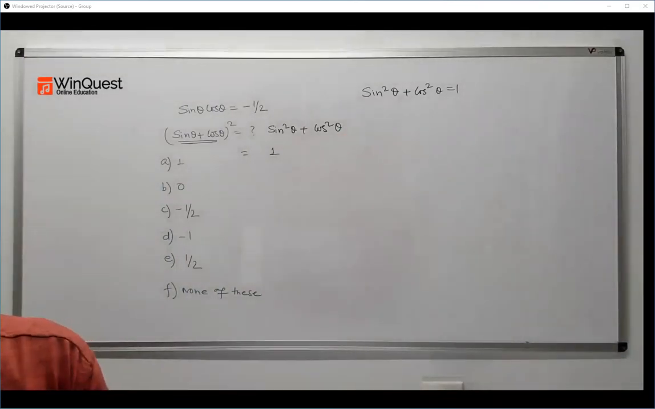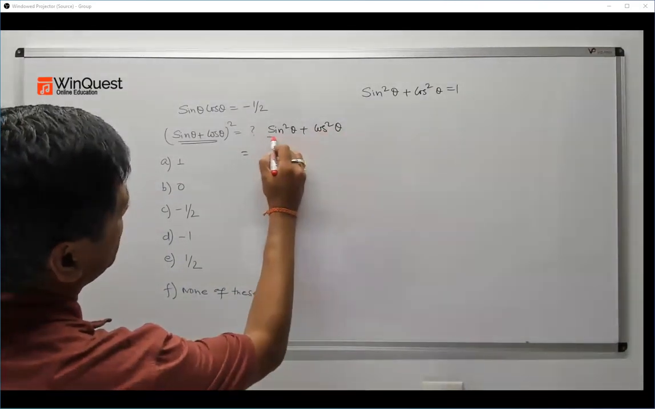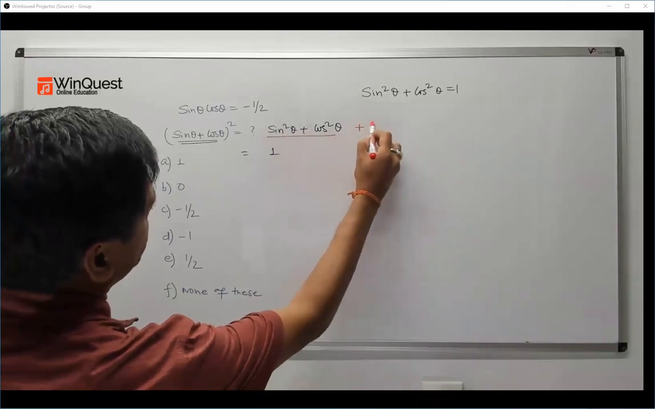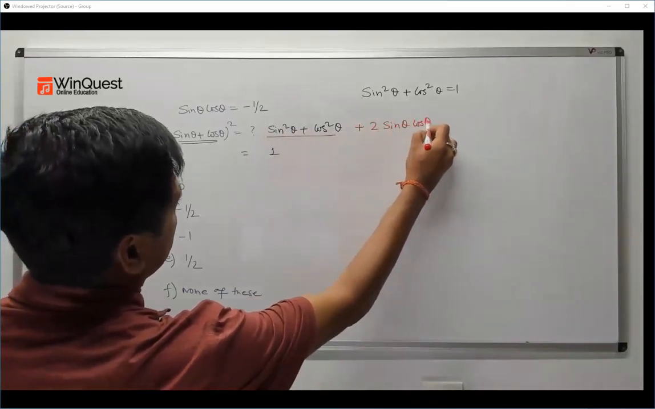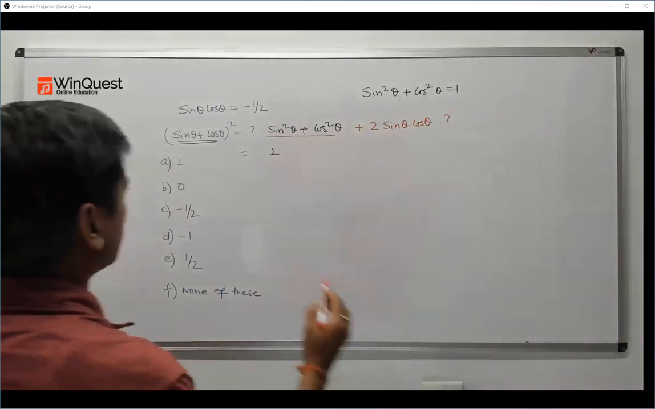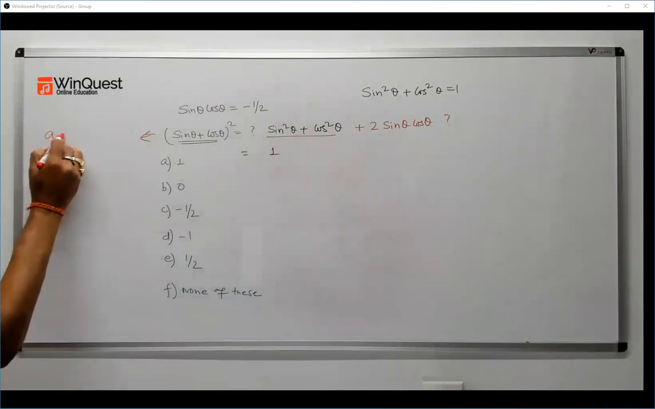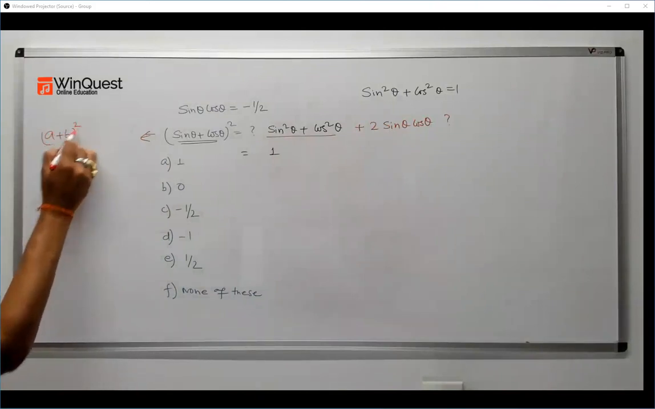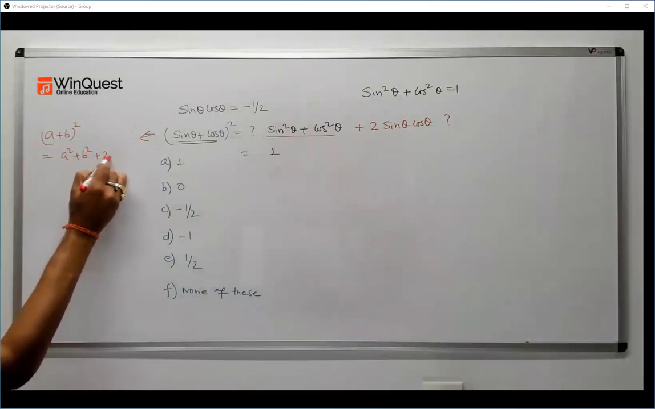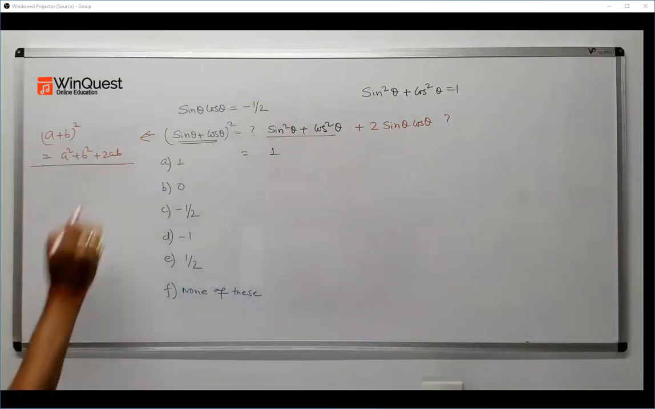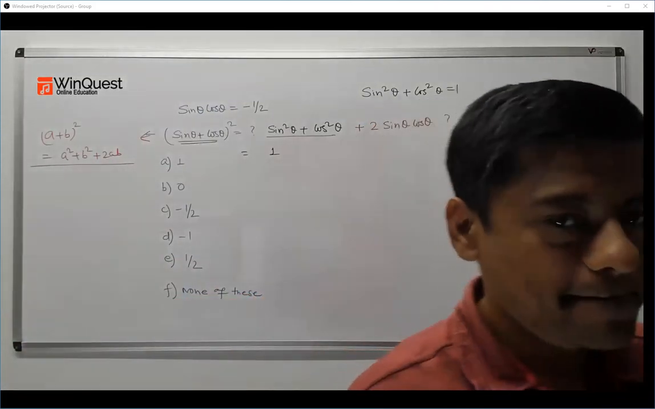Now, sine square theta plus cos square theta is not the breakup. You have to add 2 sine theta cos theta. Now you'll ask me, sir, why is this so? I will say, please go back to your basic algebra. A plus b whole square is equal to a square plus b square plus 2ab. That is the exact thing I have applied. Are we clear?